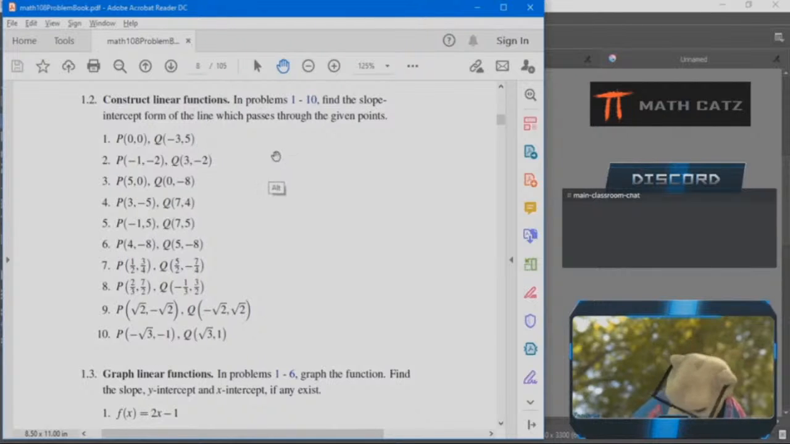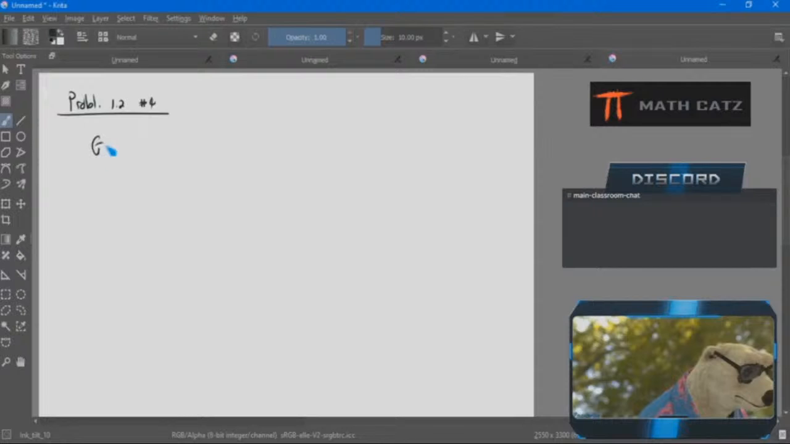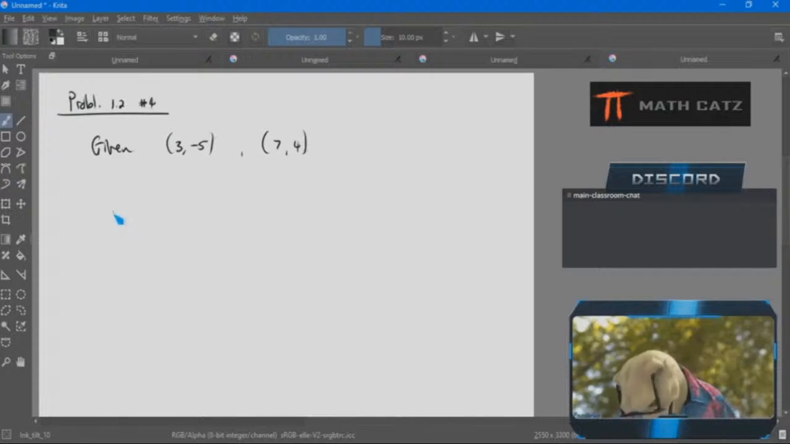So again, I just have different information. I want to do the same thing. Number 4, I have 2 points: 3, -5 and 7, 4. So I'm given 3, negative 5, 7, 4. Let me just double check. I did read it just now, but so easily I can mix it up.